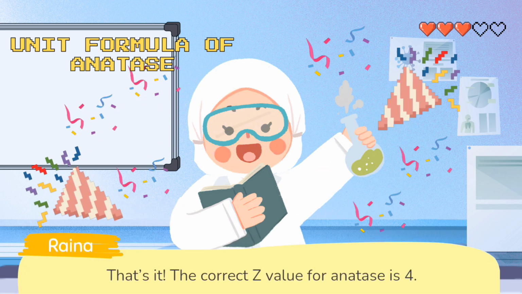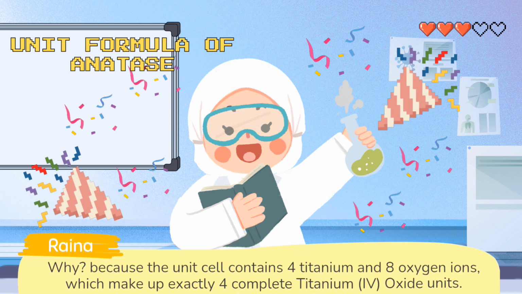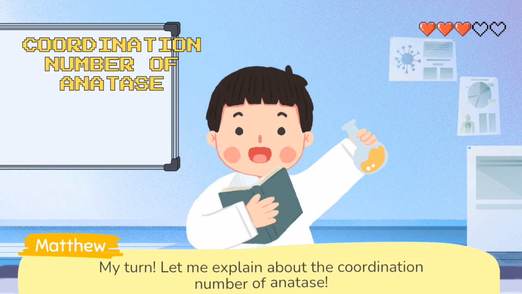That's it! The correct Z value for Anatase is 4. Why? Because the unit cell contains 4 titanium and 8 oxygen ions, which make up exactly 4 complete titanium-4 oxide units. My turn. Let me explain about the coordination number of Anatase.